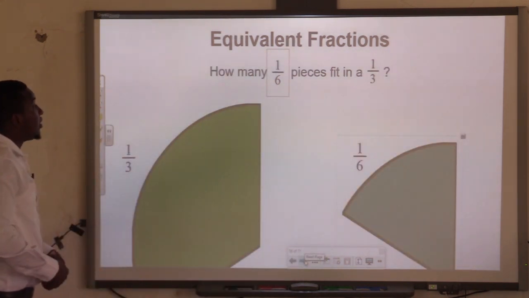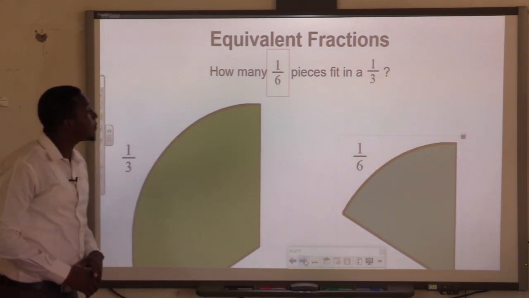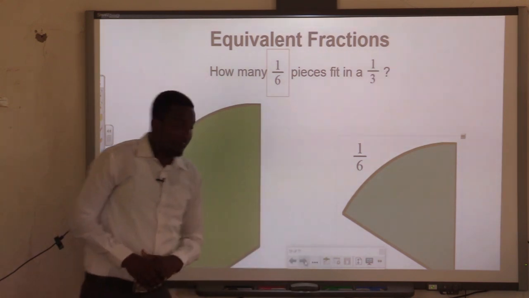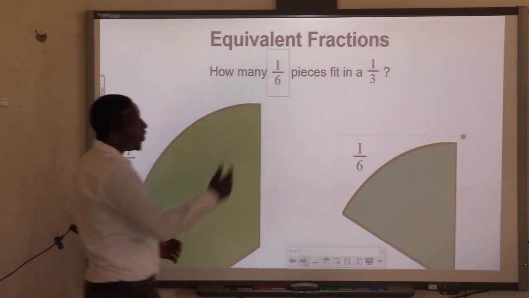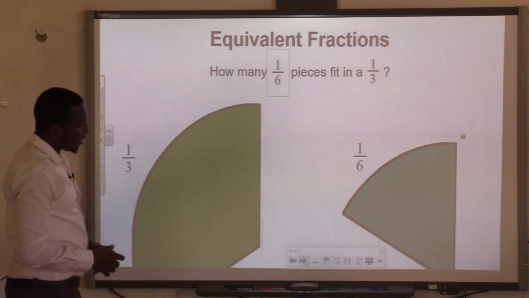Okay, we take the question. It's asking how many 1/6 pieces fit in a 1/3 piece. How many 1/6 pieces fit in a 1/3 piece?